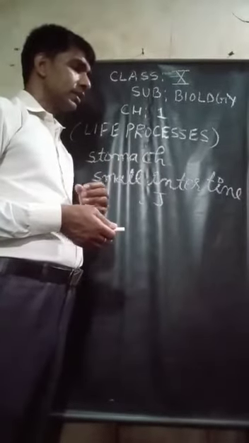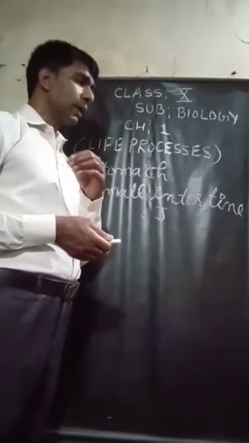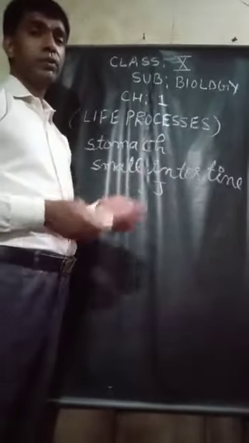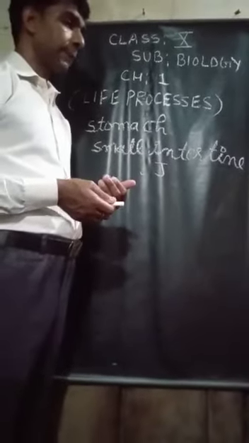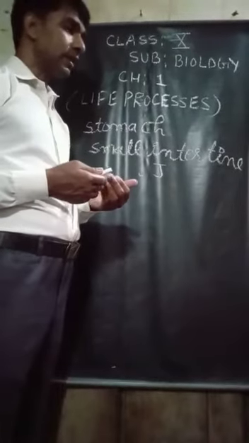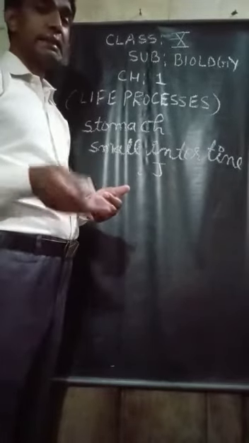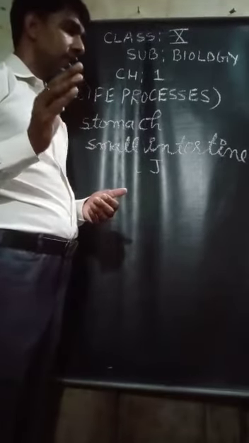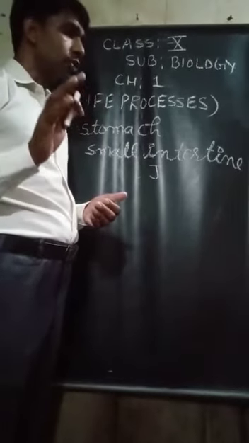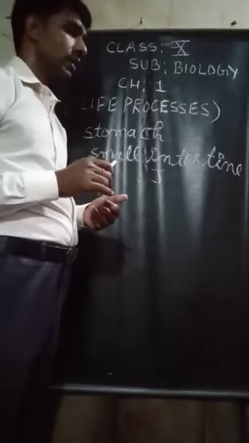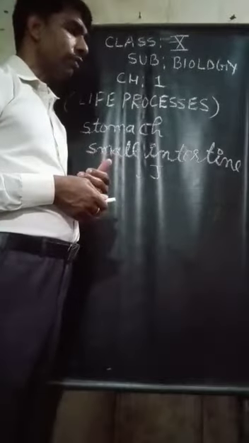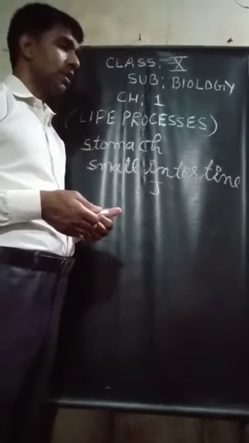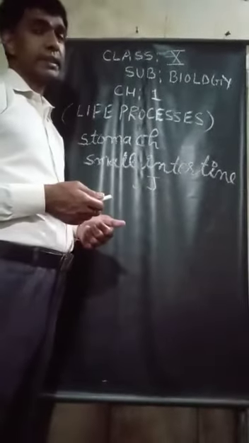In the stomach, food is converted into a partially digested pulpy mass called chyme. The food remains in the stomach for about 3 to 4 hours. The exit of food from the stomach is regulated by the sphincter muscle, and it is released into the small intestine.